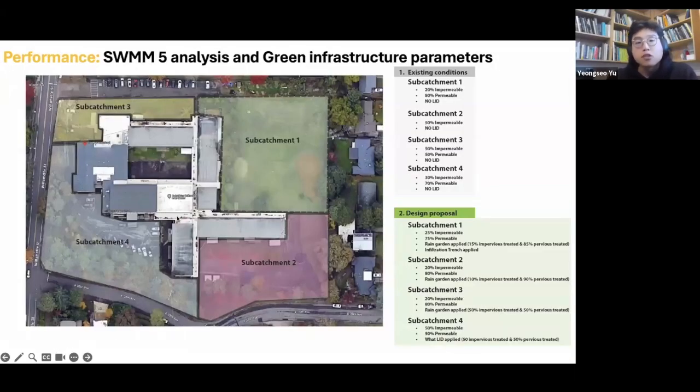Based on this result, we divided our entire site into 4 subcatchments, and we varied and adjusted the level of infiltration of pavement or soil conditions by integrating different green infrastructure solutions such as rain garden, bioswale, and infiltration trench in previous pavement, based on our design proposal for each subcatchment.